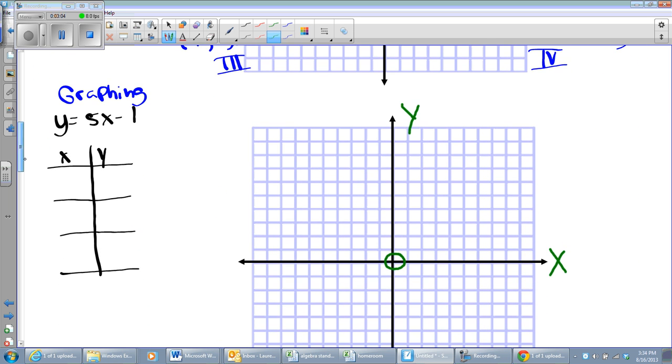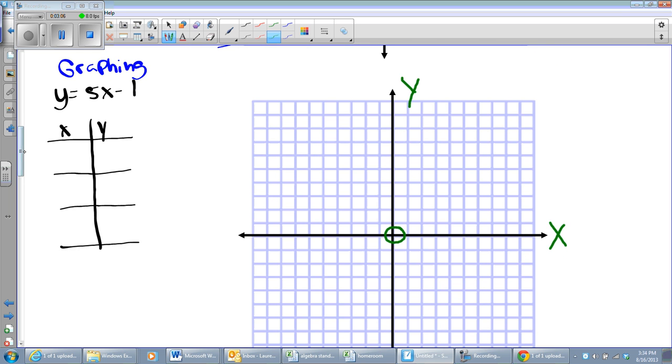Graphing. Now, overall, most of you did the t-chart fine, or the table fine, but then you made mistakes along the way. So I'm going to go ahead and I'm going to put 1 in. A lot of you put 1 in. 5 times 1 is 5. Minus 1 is 4. Well, that means the point 1, 4 is on my graph. So I'm going to go 1, 1, 2, 3, 4 in quadrant 1.